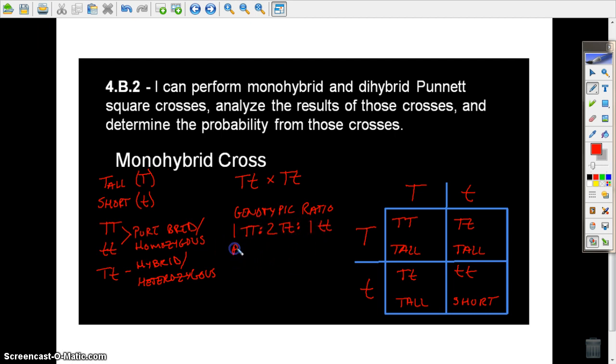Well, phenotype, remember, means what we look like, or what our individual looks like. So what possibilities would my individuals look like? Well, I could be tall here, tall, tall. So I could be tall. Or I could be short.